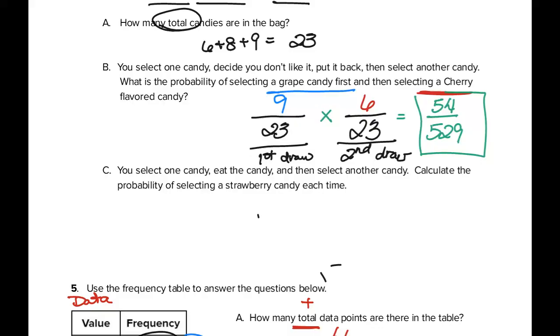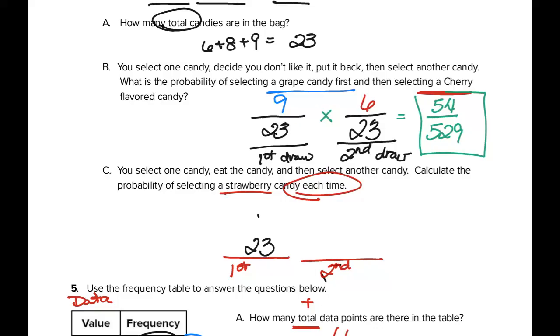You select a candy. This is a new problem, but we still have 23. You select a candy, you eat the candy, crunch. And then you select another candy. Calculate the probability of getting a strawberry each time. So again, we have 2 draws. Put these lines. I think they help a lot. First draw, second draw. So how many do we have total again for the first draw?